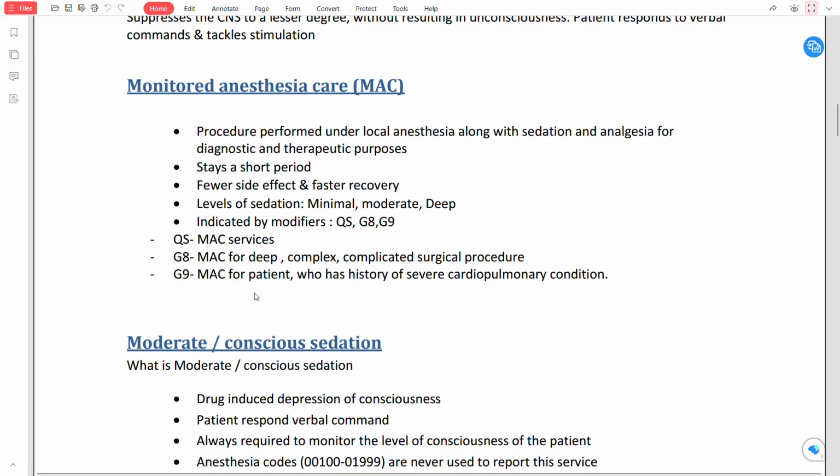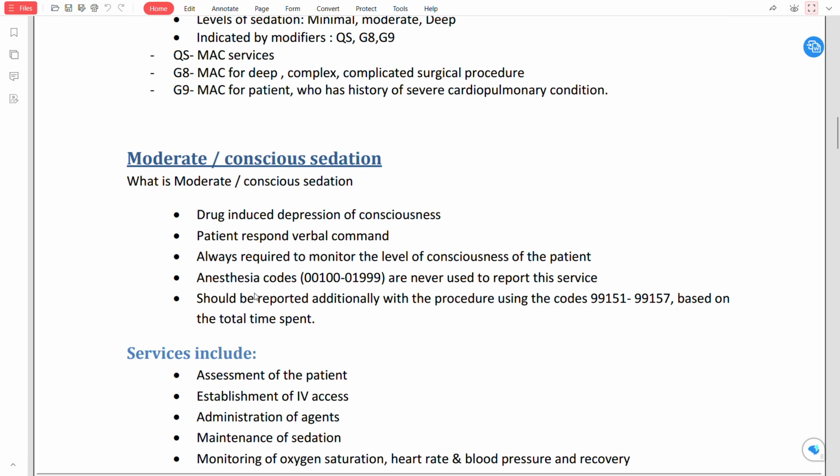It's very important. And next is moderate or conscious sedation. Both are the same; moderate is also called conscious. It is a drug induced depression of consciousness. The patient can respond to verbal commands, and you are always required to monitor the patient's level of consciousness. The anesthesia code, 00100 to 01999, should never be used to report the services of moderate or conscious sedation.